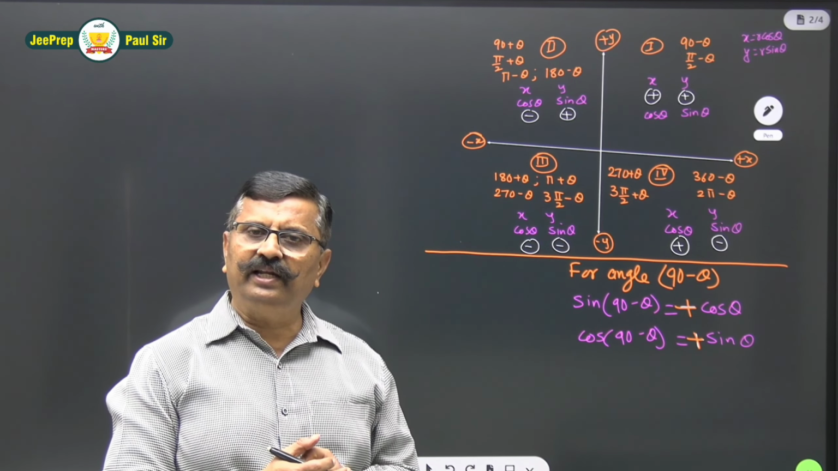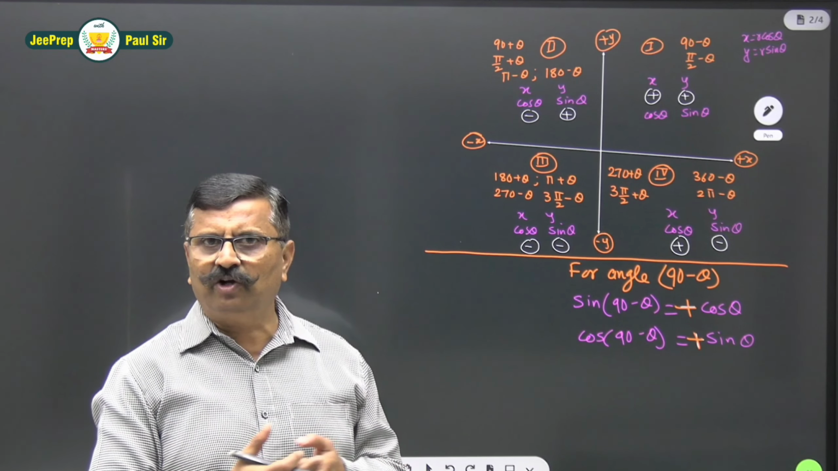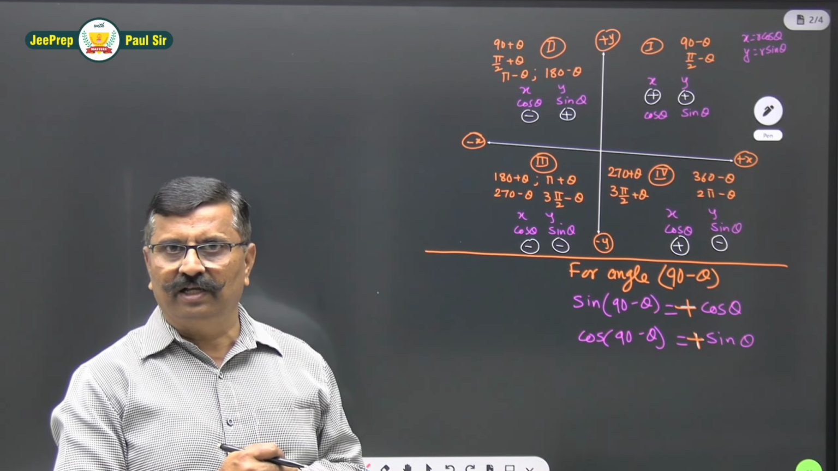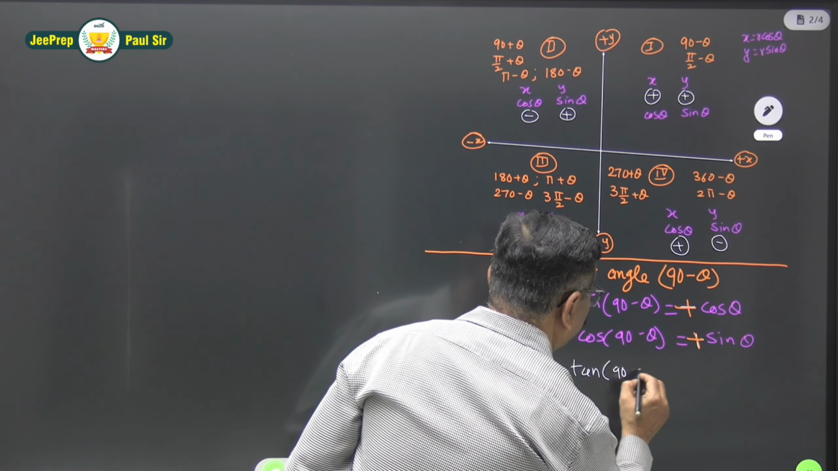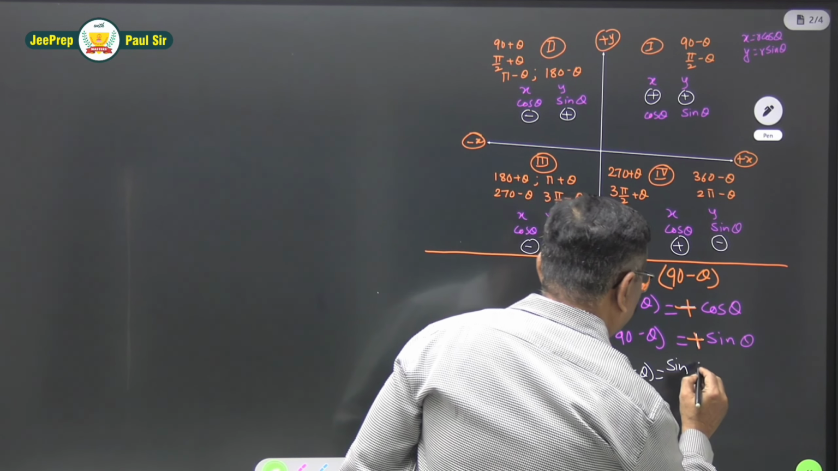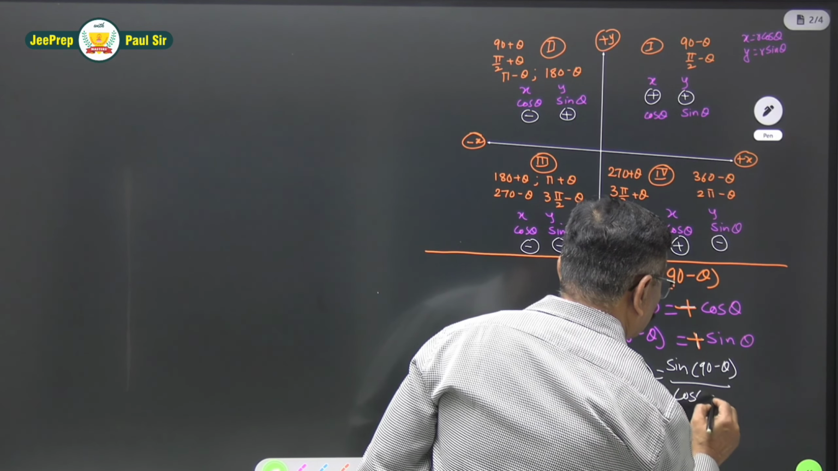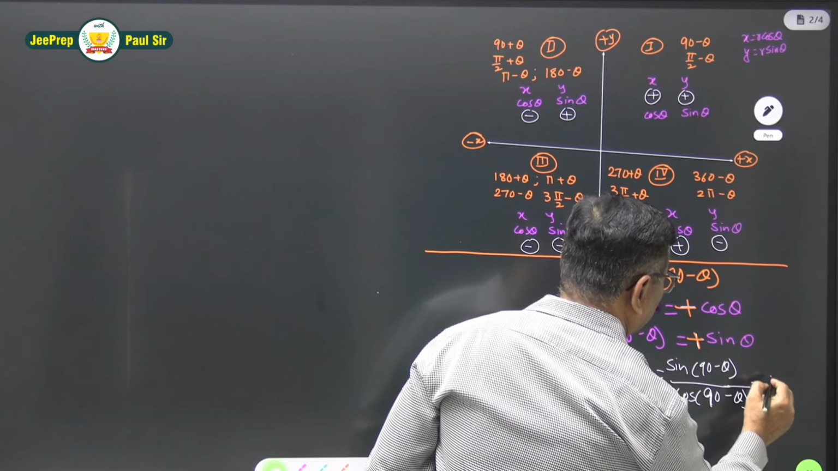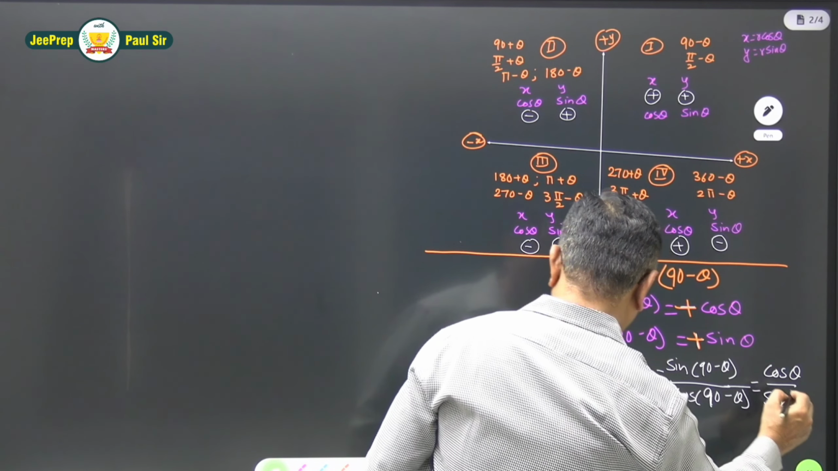Then how will you find tan 90 minus theta? Do it in a simple way. Sine 90 minus theta divided by cos 90 minus theta will give me the answer. So therefore, tan 90 minus theta is equal to sine 90 minus theta divided by cos 90 minus theta. This comes to be cos theta upon sine theta.